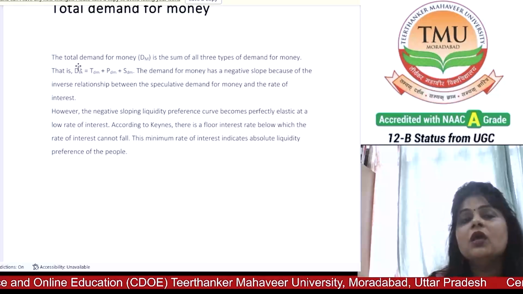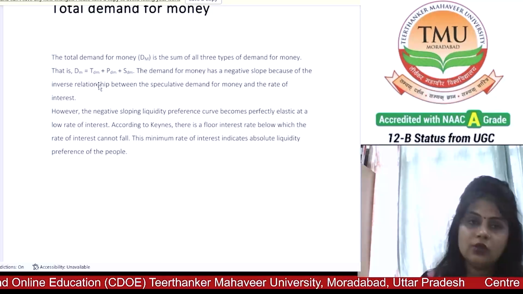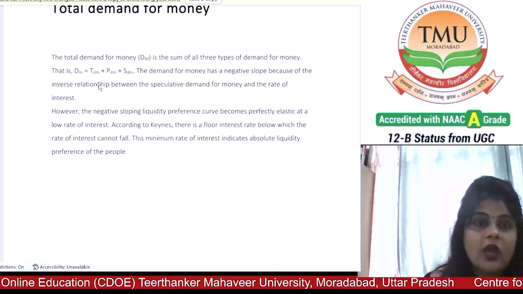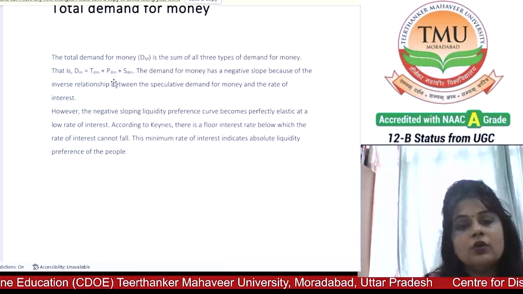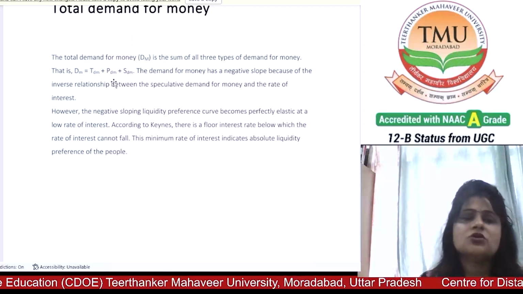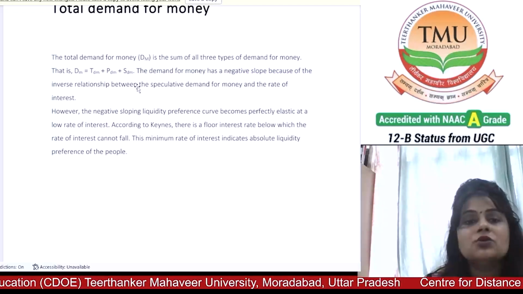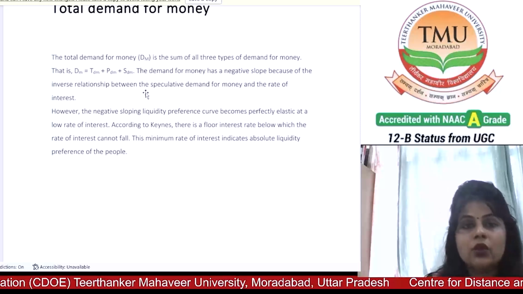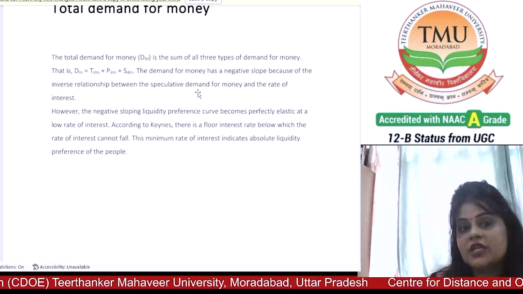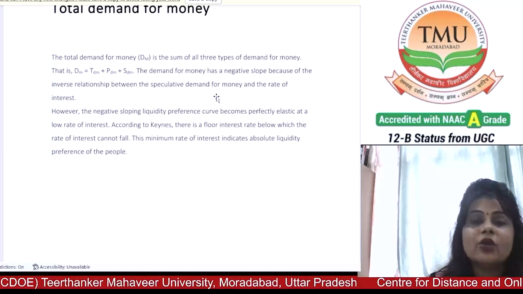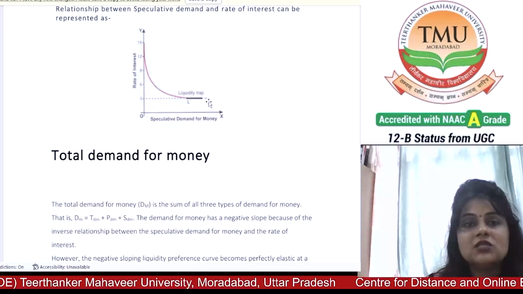The demand for money, you can see M, and TDM can be written as L1, and STM is also written as L2. The demand for money has a negative slope because of the inverse relationship between the speculative demand for money and the rate of interest. You can see this in the slope.